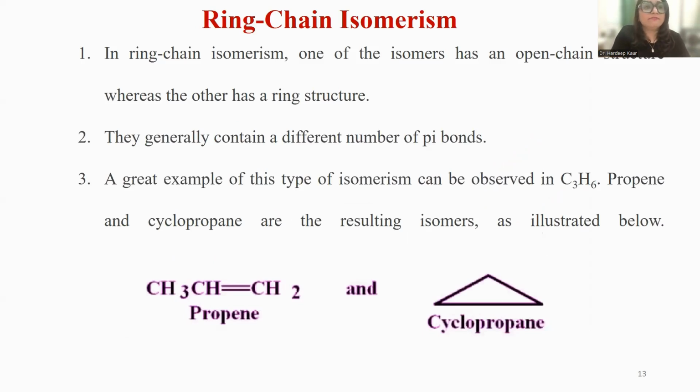Now the last form is ring chain isomerism, in which one of the isomers has an open chain, whereas another has a ring-like structure, but the number of carbons is the same, 1, 2, 3. It means C3H6. It is also C3H6. But the arrangement and their pi bonds differ, as they have different numbers of pi bonds. So propene and cyclopropane are resulting isomers, and they are also called ring chain isomers.